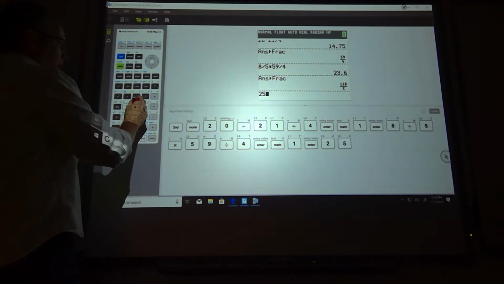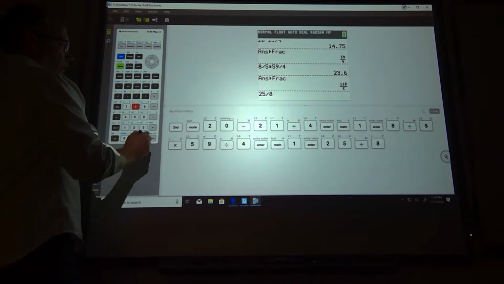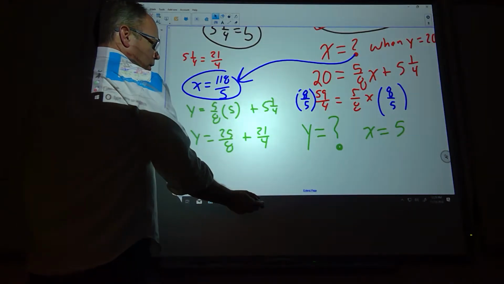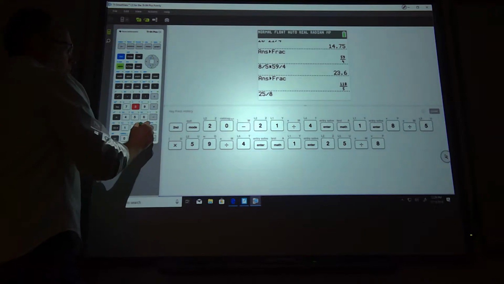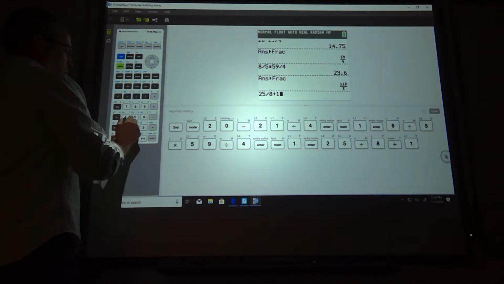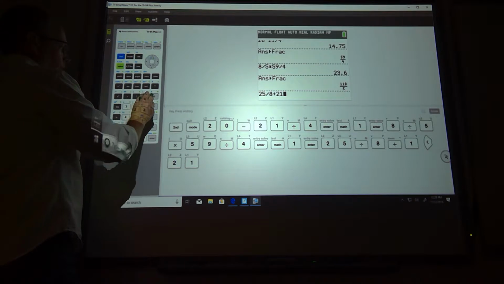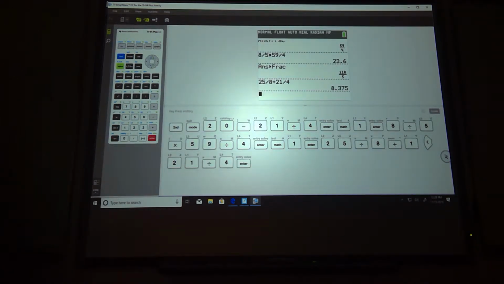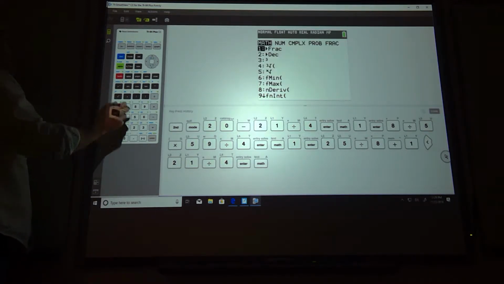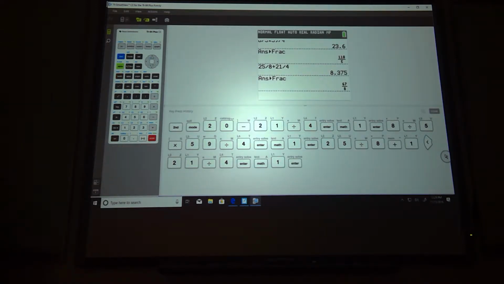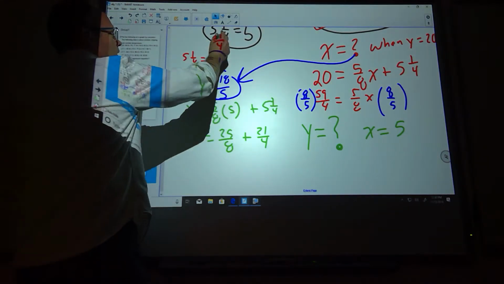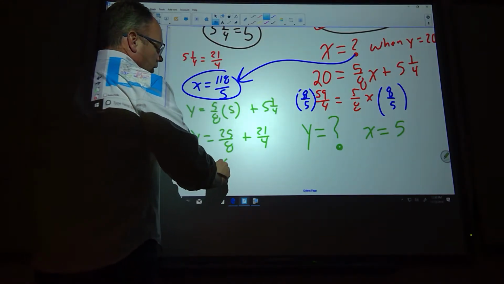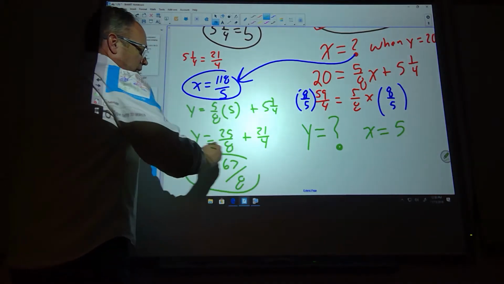25 divided by 8, and I forget what the rest was, plus 21 over 4. We got that. Hit enter. You're like, you got a decimal still. Math, fraction, enter. 67 over 8. We just added fractions together on this. 67 over 8, man. All right, so that's what y is equal to. y equals 67 over 8. We've just answered everything about that question.